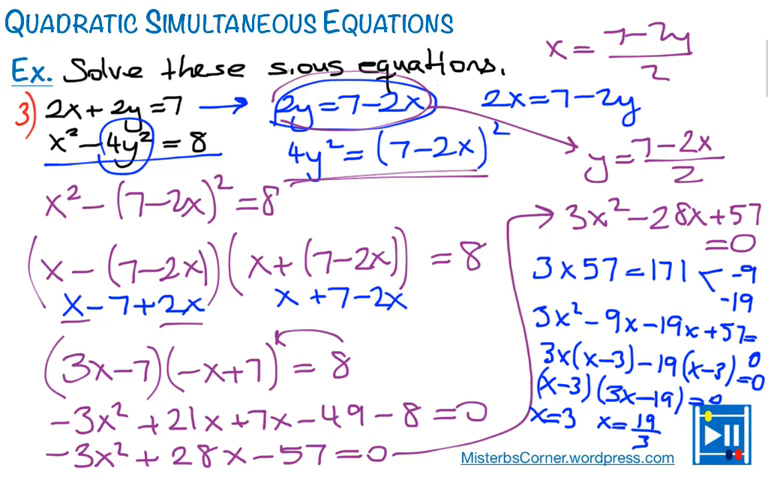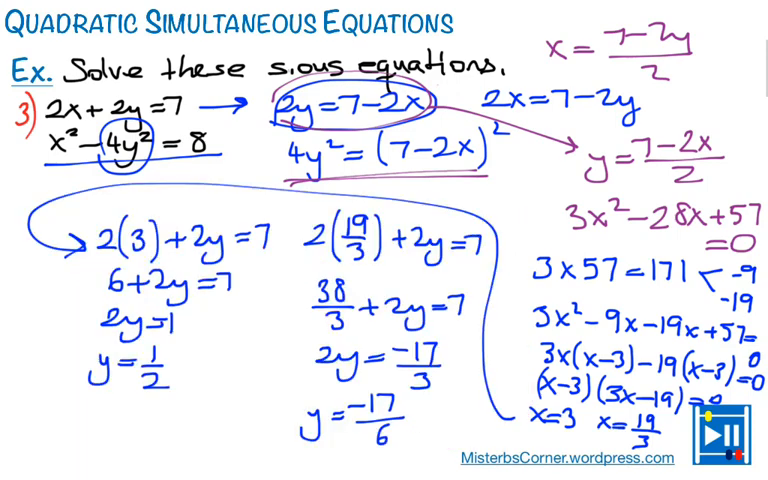For each of them, you have to calculate the y value, and you will find y equals 1 over 2, y equals minus 17 over 6, and, needless to say, you have to pair them. x equals 3, y equals 1 over 2; x equals 19 over 3, y equals minus 17 over 6.